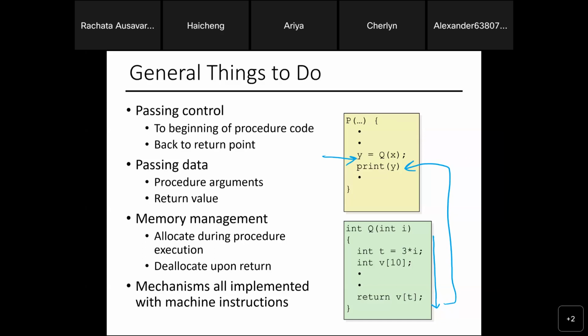This doesn't sound too complicated when you have only one function call, but let's say you have a recursive function. I call the same function over and over and over again. How do I know where I am? And how do I know which line I go back to?